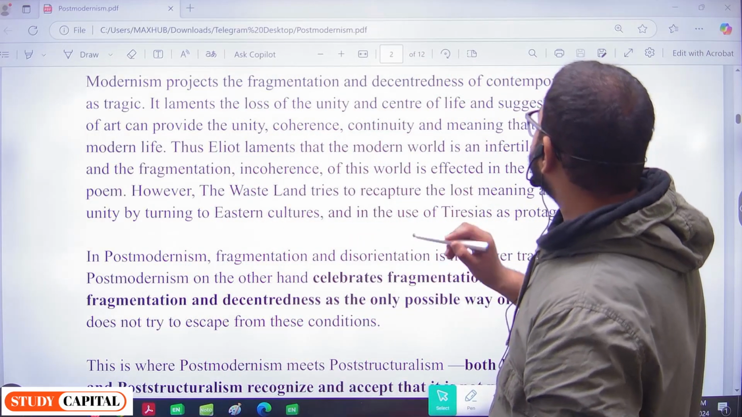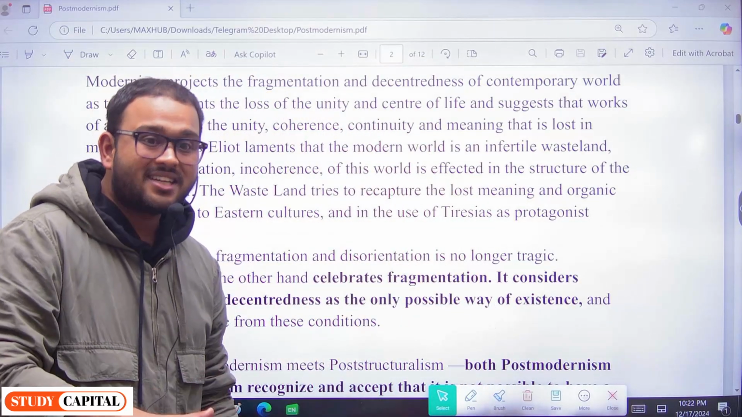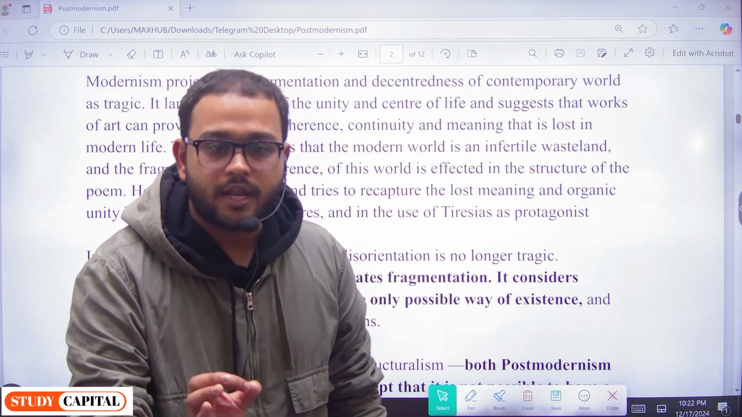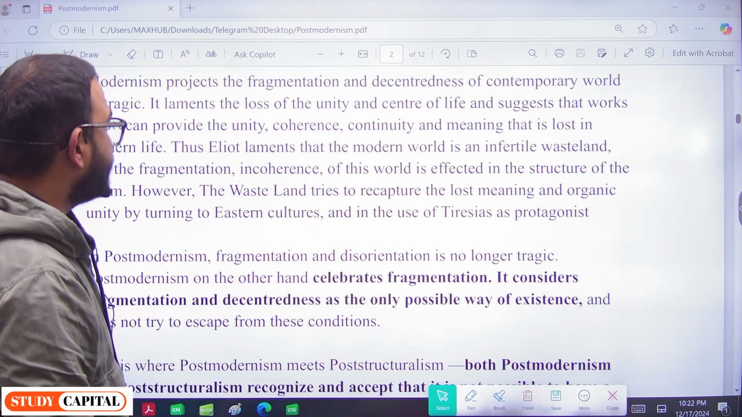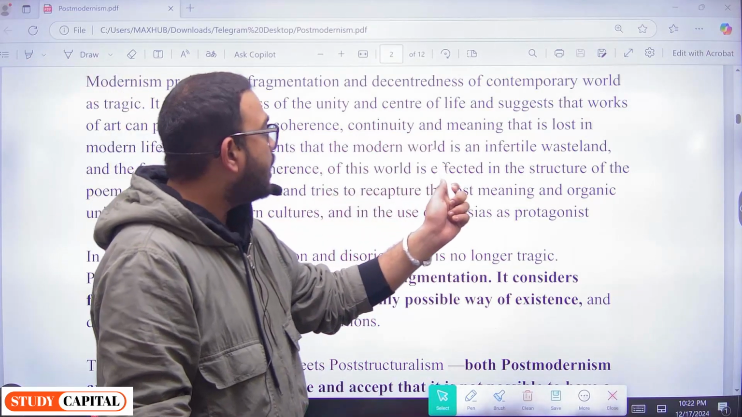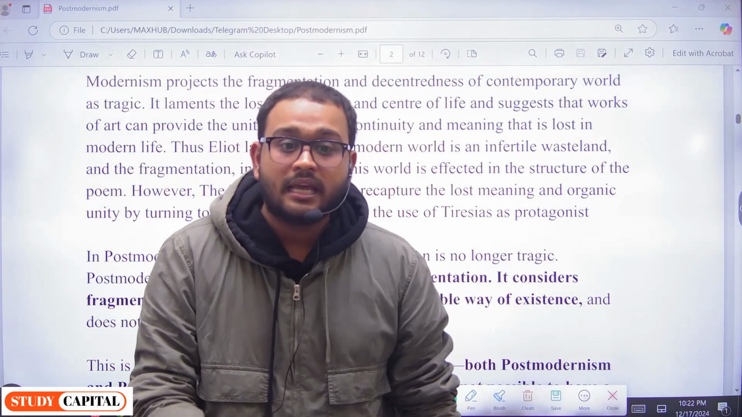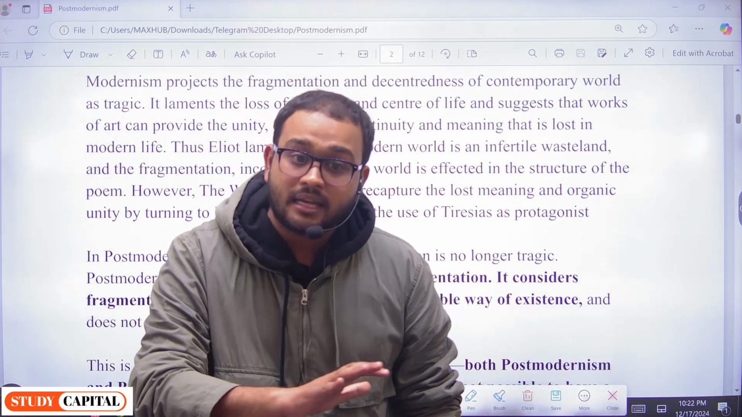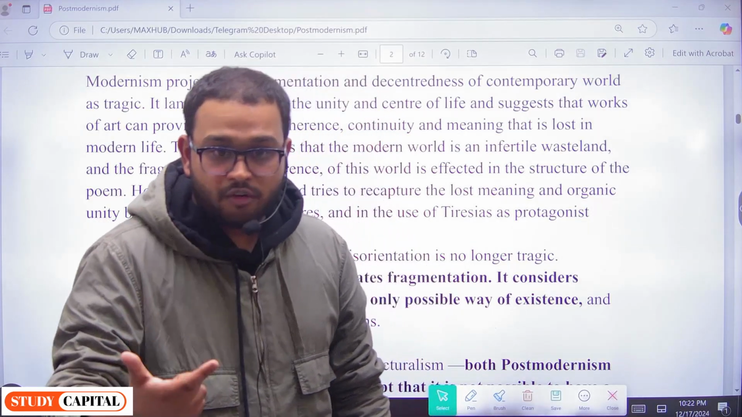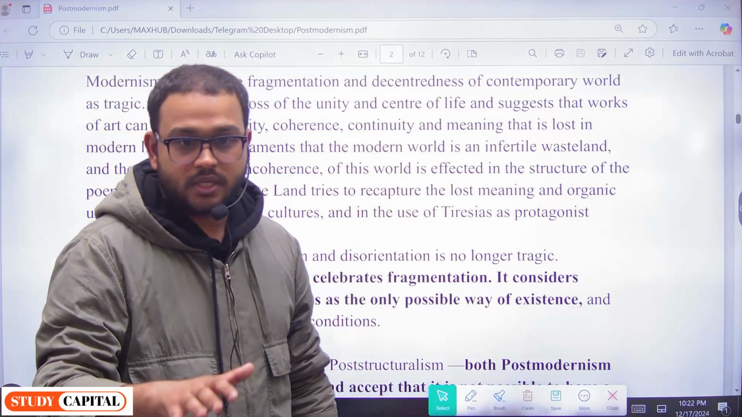So what we find, that meaning is lost in the modern life. We have seen the pattern, and the writers will write in such a way that they will try to find out the solution. Wasteland is a very good example for this particular unit, right? So we see that Eliot in the Wasteland laments the modern world, and he says it is an infertile wasteland. You see a very important text that was published in 1922. There are many other texts. The Hairy Ape was published in 1922, right? Ulysses, a novel by James Joyce, was published in 1922. That means the year 1922 is very important.